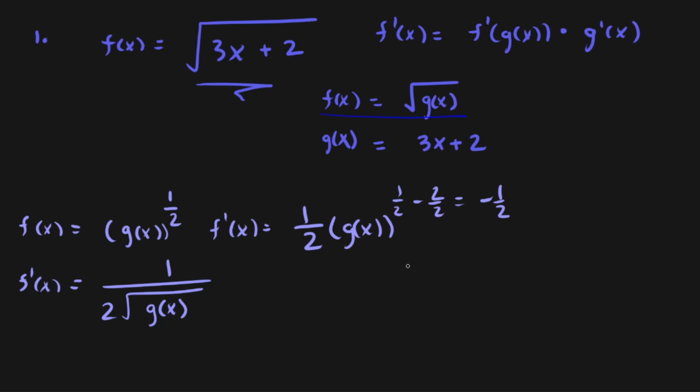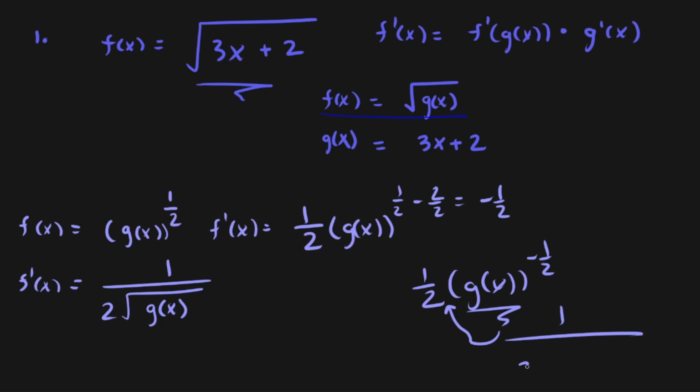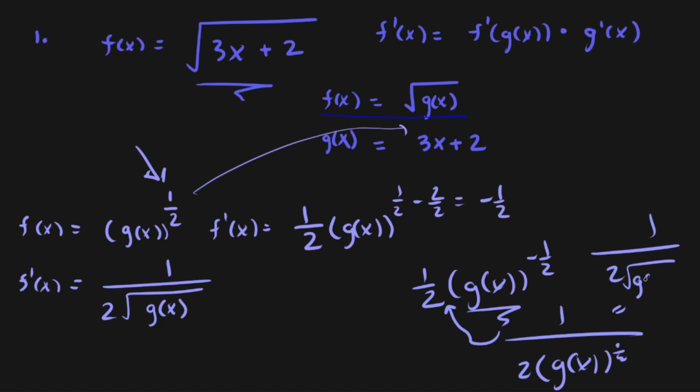Anything to the negative 1/2 power, you're going to move to the denominator. Because we have 1/2 times g of x to the negative 1/2 power, we're going to move this part to the denominator with the 2. So we're going to get 1 over 2 times g of x to the 1/2 power. Like we set up here, g of x to the 1/2 power is just equal to the square root of g of x, which is how we got this.